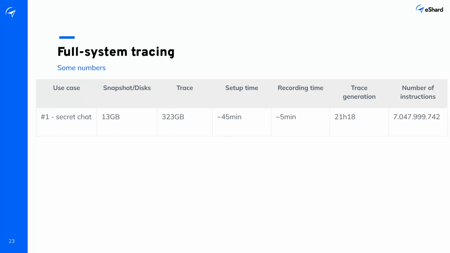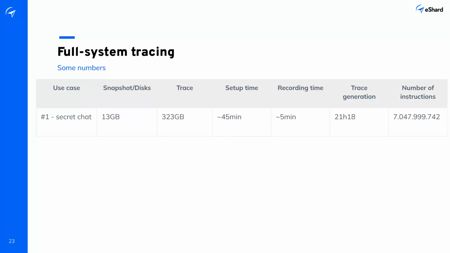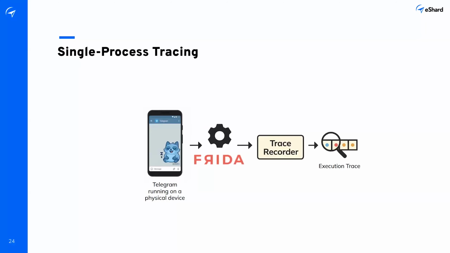So now let's move on to the second demo, because previously we recorded in a full system emulation context. Now we are in the case where we don't want to record everything. We are just interested in recording Telegram. So for this second use case, instead of doing a full system recording, we are going to have a more straightforward approach. In this case, we are going to use Frida Stalker to trace the execution of only the application.